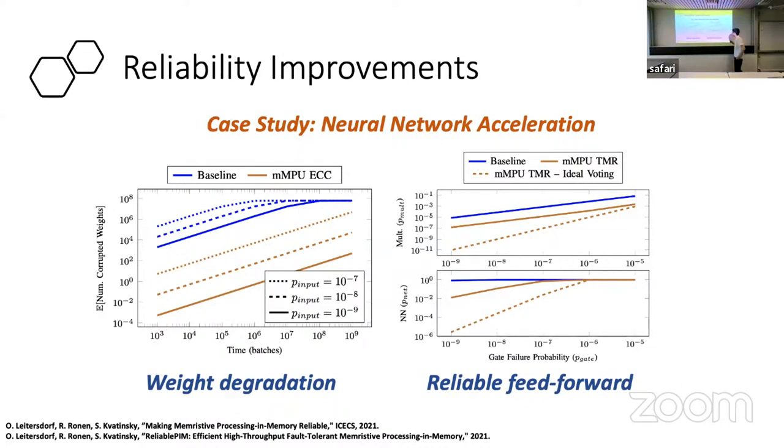The other aspect is reliable feed forward. Now here, we already chose an application that is not very sensitive to errors, because in neural network acceleration you have very significant operations like ReLU that reduce many different errors. But we can still see that if you didn't do anything at all, if you took the baseline model, then the accuracy of the model decreases significantly. But if you do perform TMR, then you can protect the accuracy of the model while not degrading the latency too much.